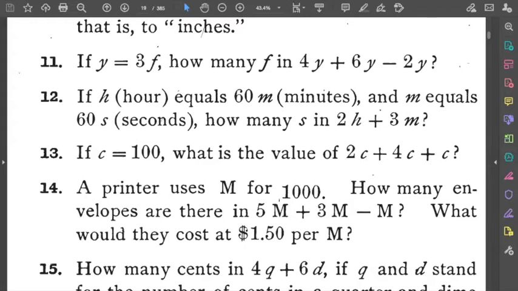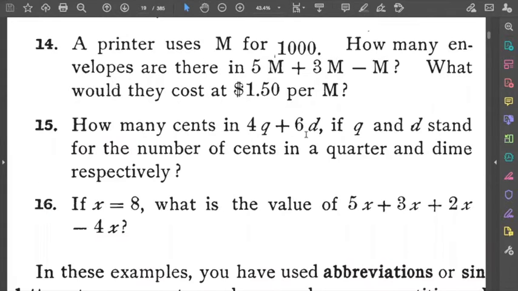Now 14. A printer uses M for 1,000. How many envelopes are there in 5M plus 3M minus M, and what would they cost at $1.50 per M? Sir, it will be 7,000, and it will cost $10,500. Good.